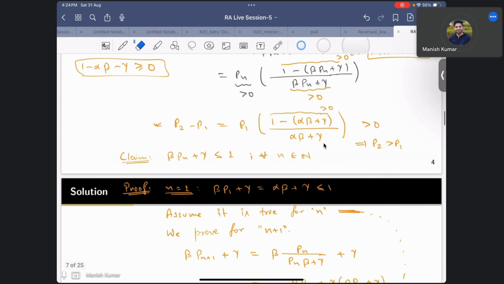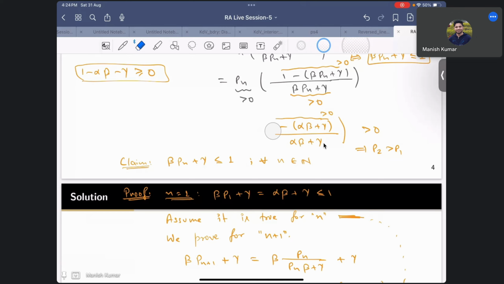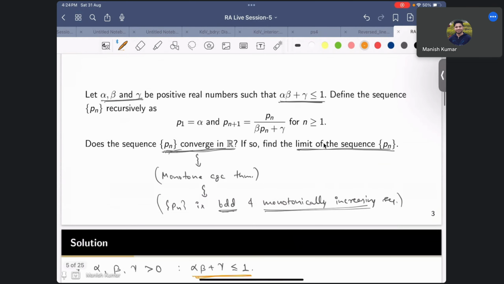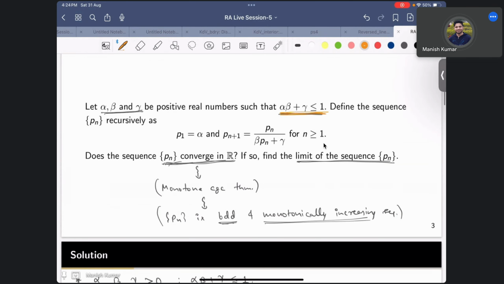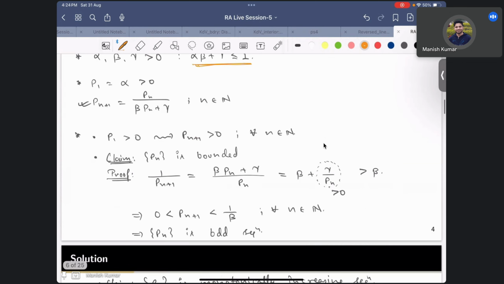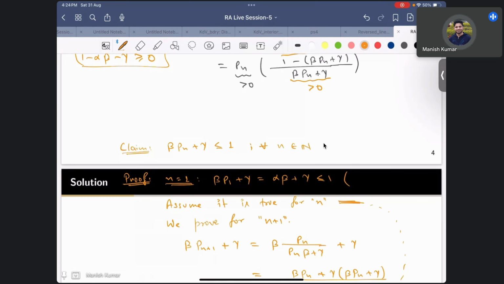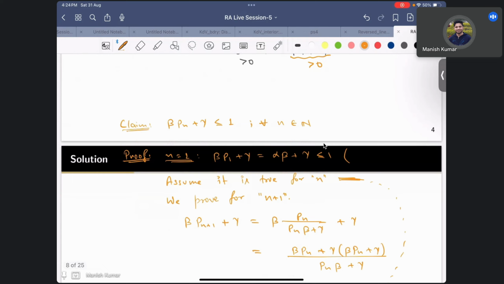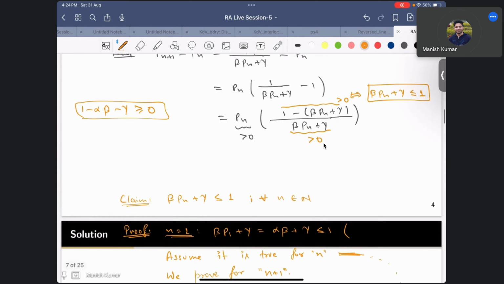Okay. So now I don't need all these things. See over here, this is the place where I have used this condition, alpha beta plus gamma less than or equal to 1. This is the place, because I need to make sure that the induction base case, which is n equal to 1, should be true. Then I assumed it to be true for n, and then I proved that it is true for n plus 1. So by induction we have the proof.